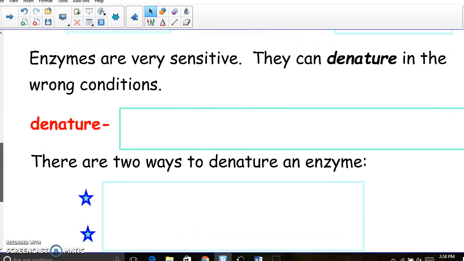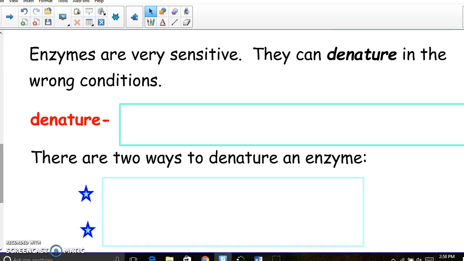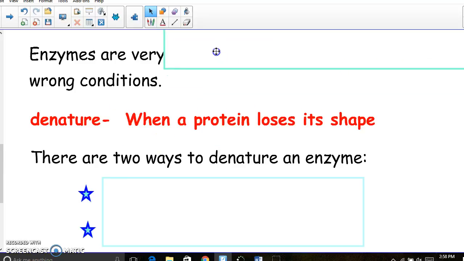Here's the thing though. Enzymes are very sensitive. And remember, if they lose their shape, they don't work. So they can, what we say, denature in the wrong conditions. And what it means to denature a protein is it loses its shape. So if you denature a protein, it loses its shape. Like an egg white is almost all protein. And when you cook it, it denatures. And once it's denatured, you can't put it back to its original state. And that's the way proteins are. That's the same with enzymes. That's the way all proteins are.